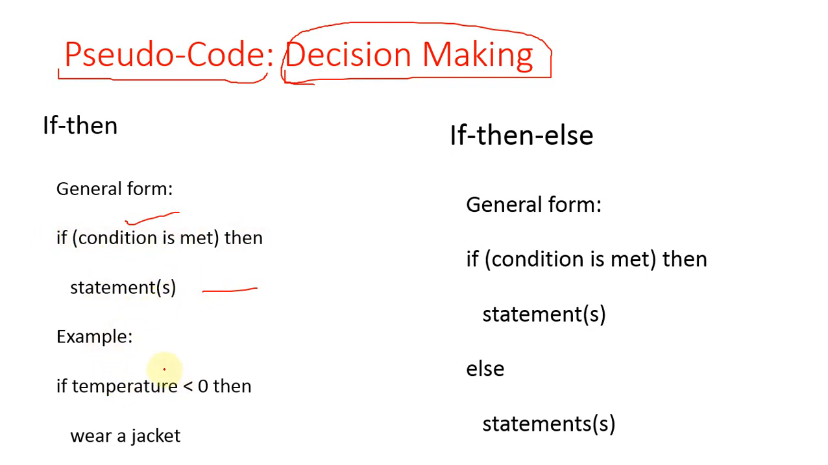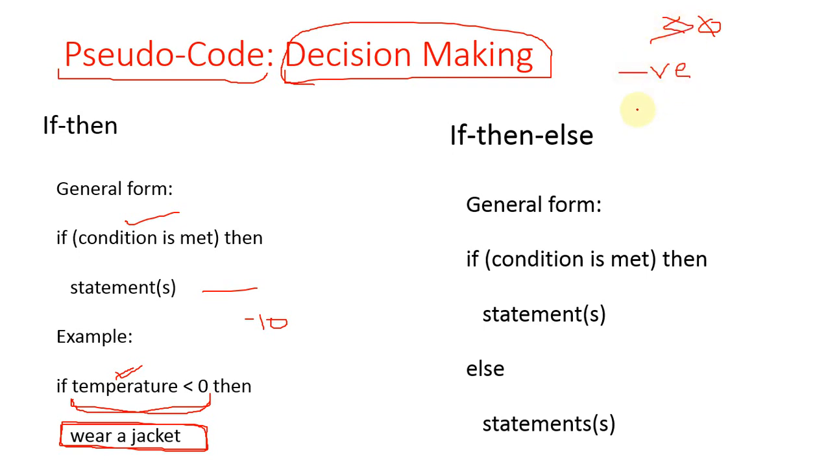Example, if temperature is less than 0, so this is the condition, isn't it? Temperature is the variable. If temperature is, say, minus 10, the temperature variable value is minus 10, and minus 10 is less than 0, isn't it? So wear a jacket. This is our process. If the number is less than 0, we will say it is negative. If the number is greater than 0, we will say it is positive.